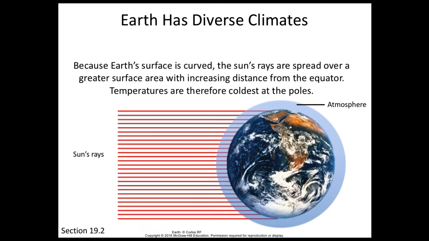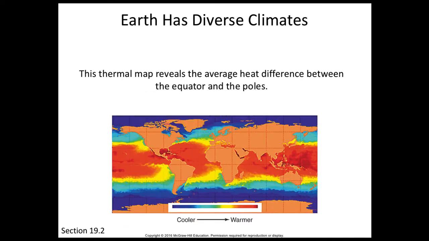Because the Earth's surface is curved, the sun's rays are spread over a greater surface area with increasing distance from the equator. Temperatures are therefore coldest at the north and south poles. This thermal map of our planet reveals the average heat difference between the equator and the poles, and we can see that on average it is much warmer around the equator than it is at either of the poles.